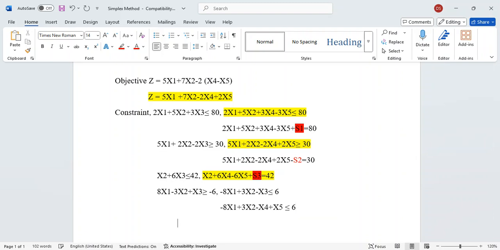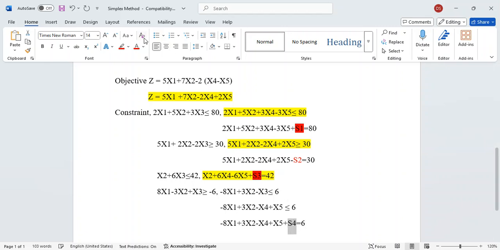The next equation: how can you make it balanced in the simplest way? Minus 8x1 plus 3x2 minus x4 plus x5. The right hand side is higher, so you have to add s4, equal to 6.